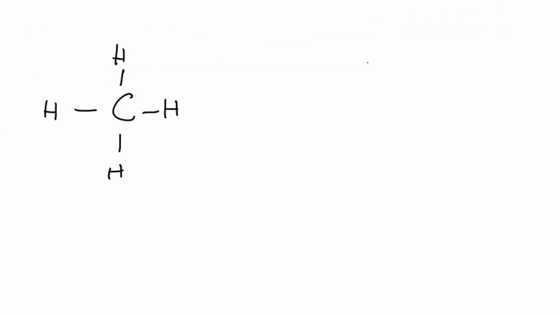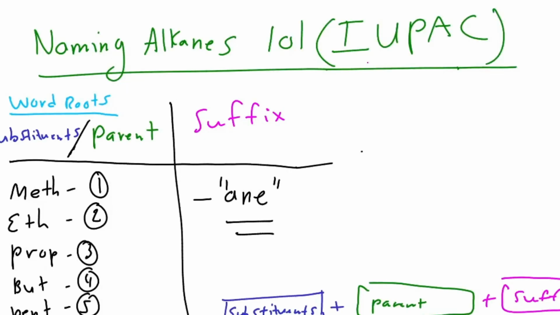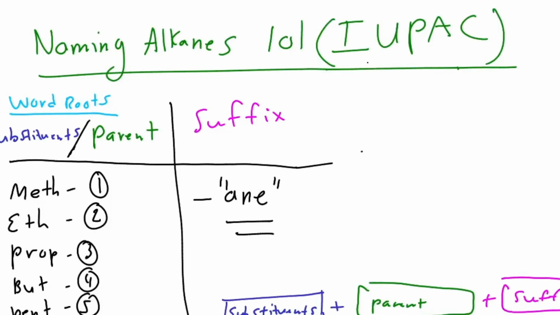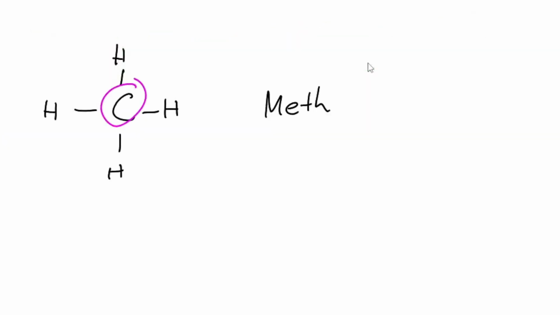This is my longest carbon chain, so that's my parent. And how many carbons is there? That's one. So what do we have to use here? We use our word root meth. Okay, so now it asks for the suffix. It's an alkane because it's single bond, so it should be methane. And that's how you can name this one.